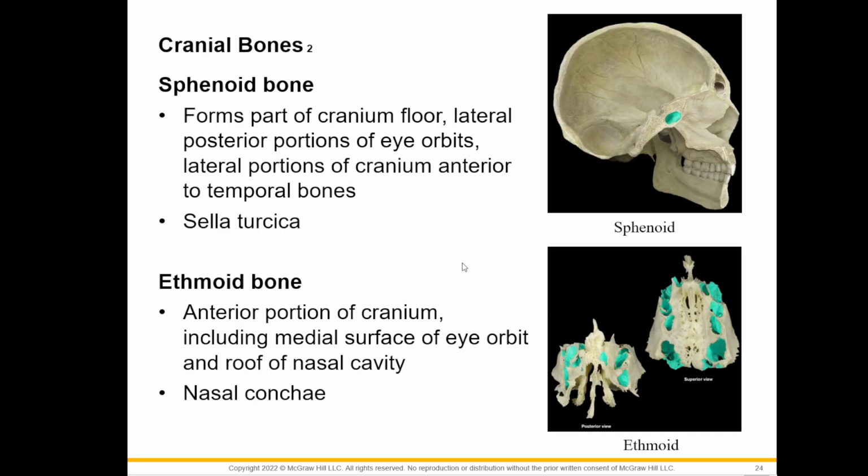Now, let's go to the two internal bones of the cranium as mentioned sa inyo kanina. First, we have the sphenoid bone. It forms part of the cranium floor. No, this very small bone over here. That's your sphenoid bone. It is found lateral to the orbits, and it forms the sella turcica. So the sphenoid bone forms the sella turcica.